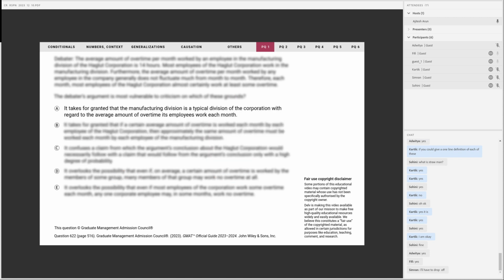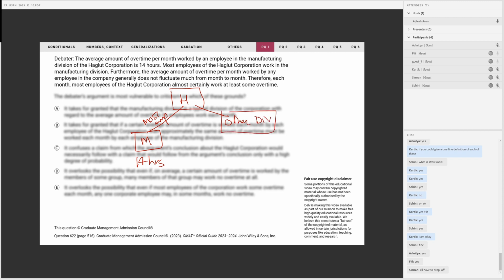Let's go back to the stimulus. Let's look at this argument. The argument says that the average amount of overtime per month worked by an employee in the manufacturing division, right? So you've got the company, let's call it H. It's got a manufacturing division, and the average overtime is 14 hours over here. Now, most employees of this company work in the manufacturing division. So most of the employees are here, and whatever other divisions they have, clearly this would not be most employees, right?